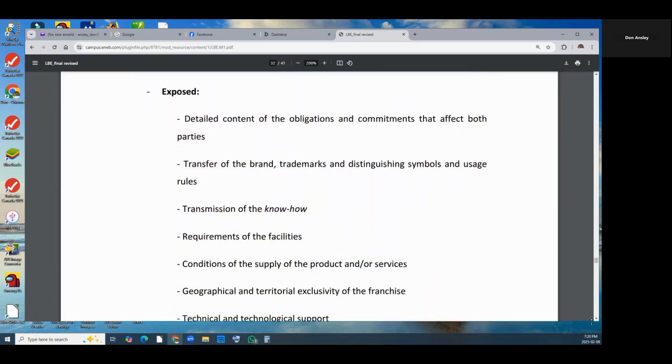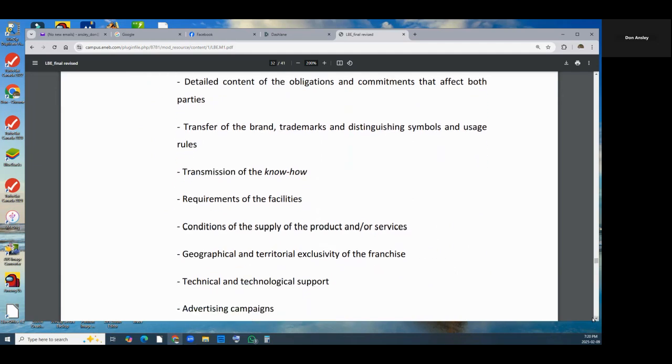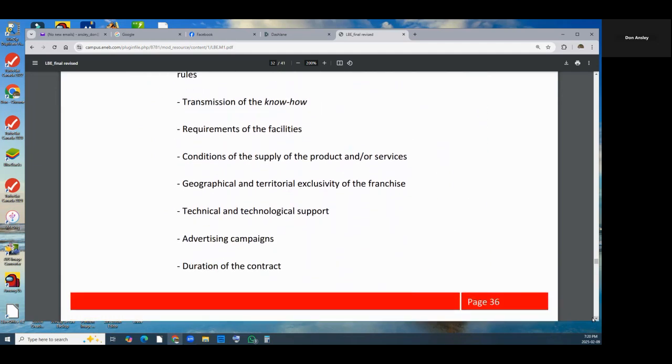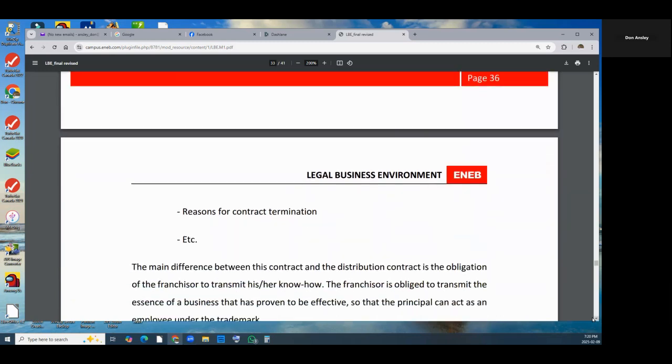There's a header. The header should provide the identification details of the franchisor and the franchisee, expose the detailed content of the obligations and commitments that affect both parties, a transfer of the brand, trademarks and distinguishing symbols, and usage rules, transmission of the know-how, requirements of the facility, condition of the supply of the product and or service, a geographical and territorial exclusivity of the franchise, technical and technological support, advertising campaigns, duration of the contract must be stated, reasons for the contract termination, and etc.